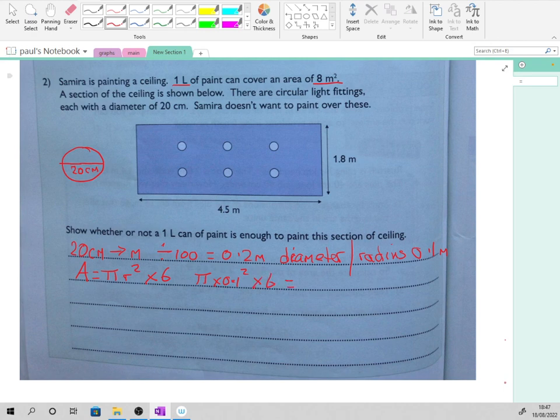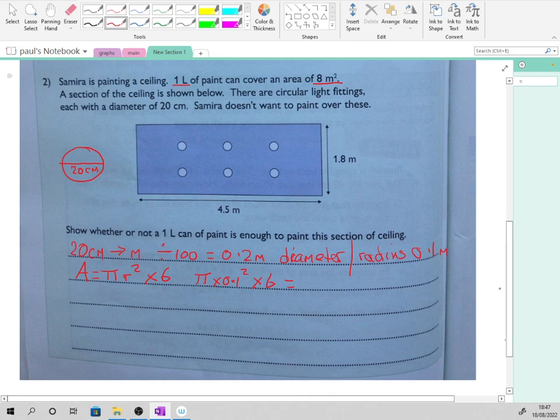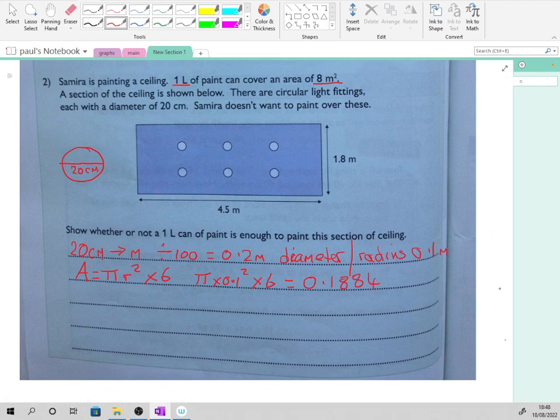Right, pi button to the rescue. Pi times 0.1 squared times 6 equals 0.18849 meters squared. Right, so that's the light fittings. Now, we've got to work out the area of everything and take away that little bit there.